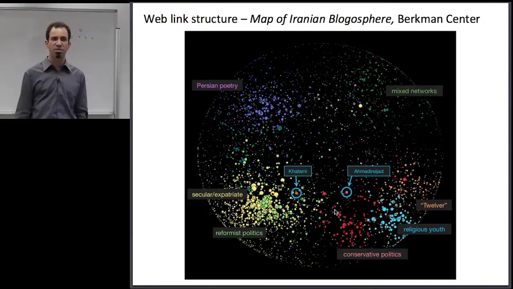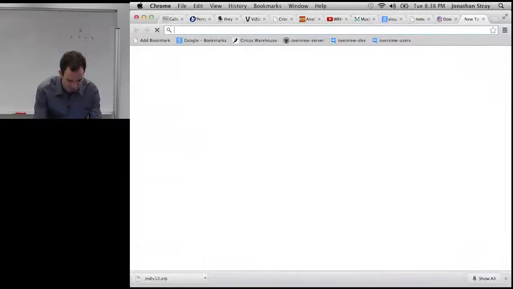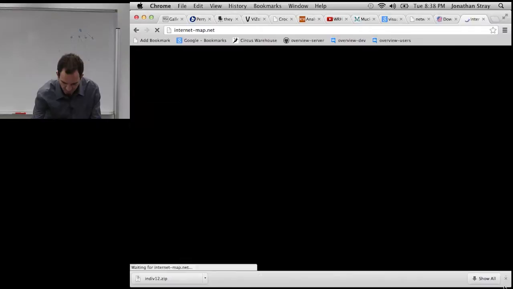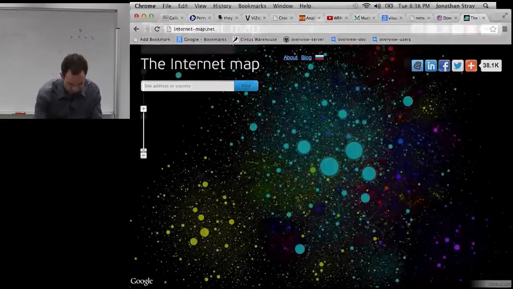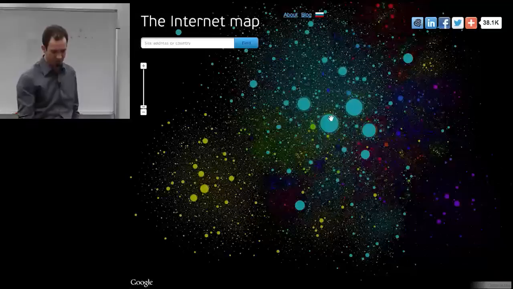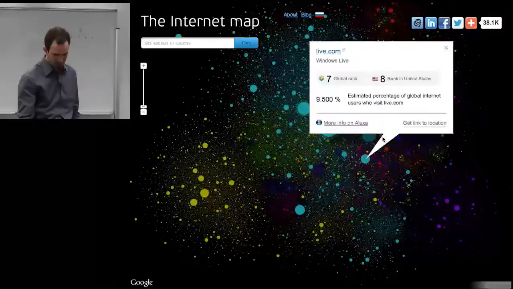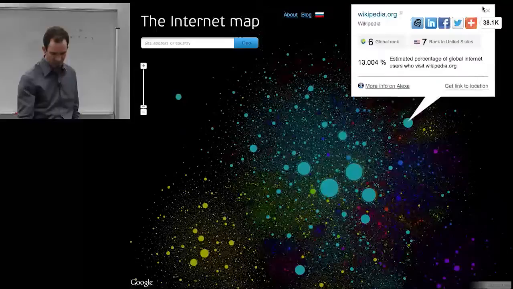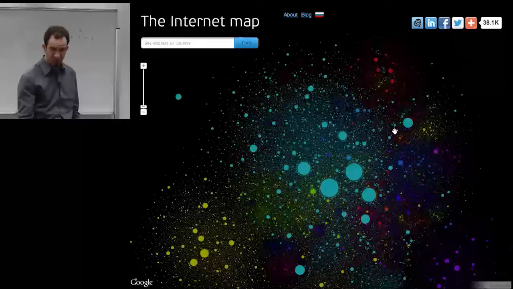And in fact, I just found the other day there is a map of the whole internet. Well, not the whole internet. Every site on the internet above a certain size. It's this zoomable map. I'll show it. It's kind of fun. Internetmap.net. There you go. You can see, so this is sorted by country. So that's Google, right? That's about what you'd expect. And this is live.com, which is a Microsoft thing. One of these is Wikipedia. Now check this out. Wikipedia is linked to by a lot of other countries. That's why it's kind of over the edges there.